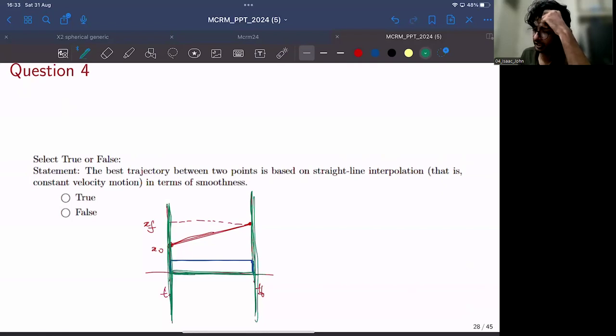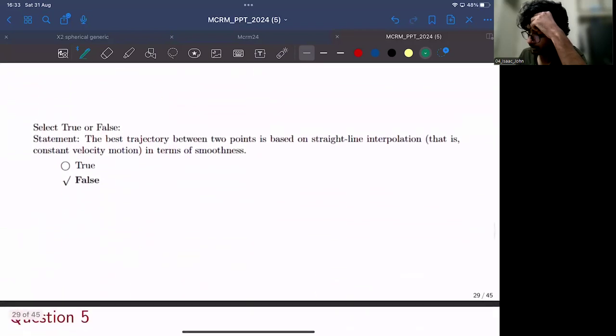So as you can see, it's clearly not the best scheme in terms of smoothness, right? So you can always discard it, and the answer, it has to be false. That is for question 4. It's indeed false.